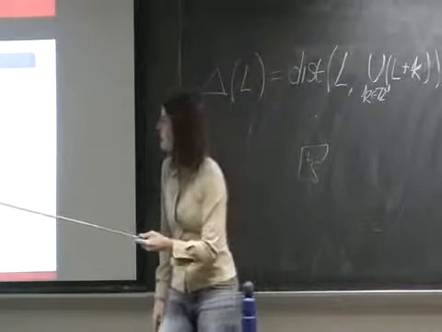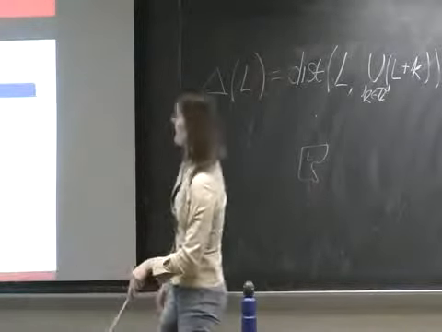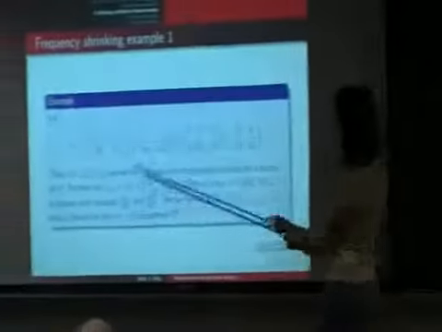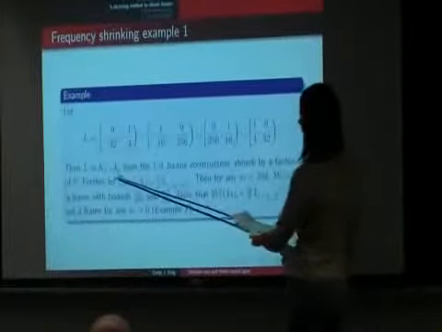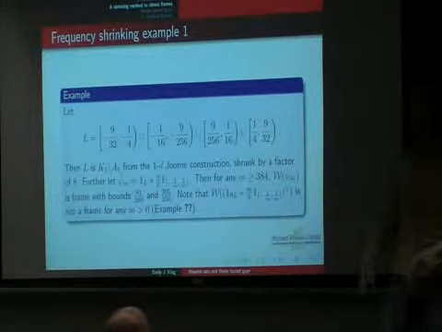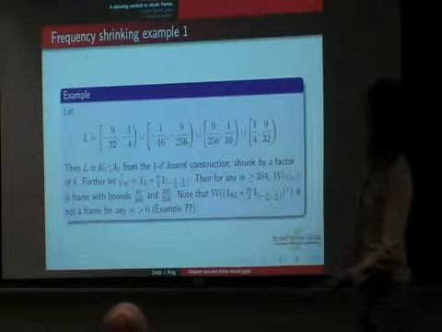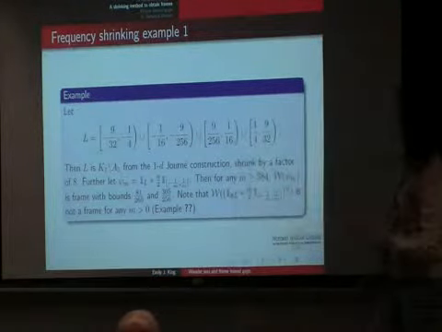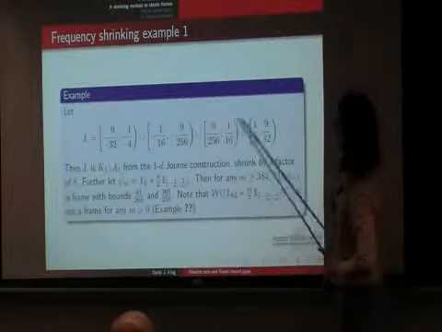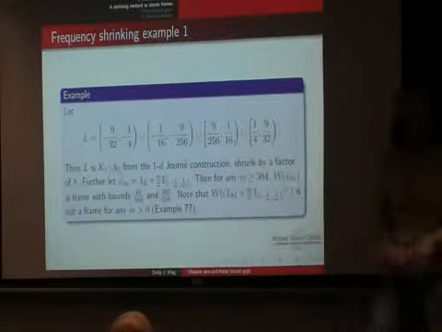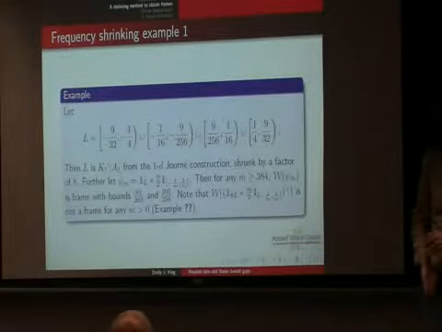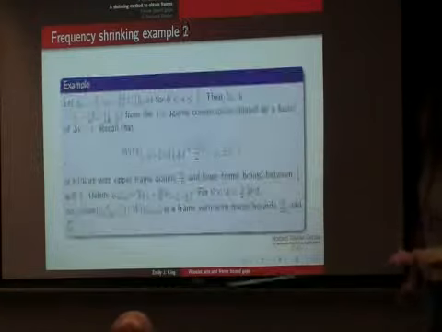Okay, so you want to go back? Okay. And showing that this works, this was the function that we started from before, where we didn't get any frame whatsoever. There was no lower frame bound. If we shrink it by a factor of 8, then we end up getting a frame. So we have a frame with frame bounds, so the shrinking actually did that.